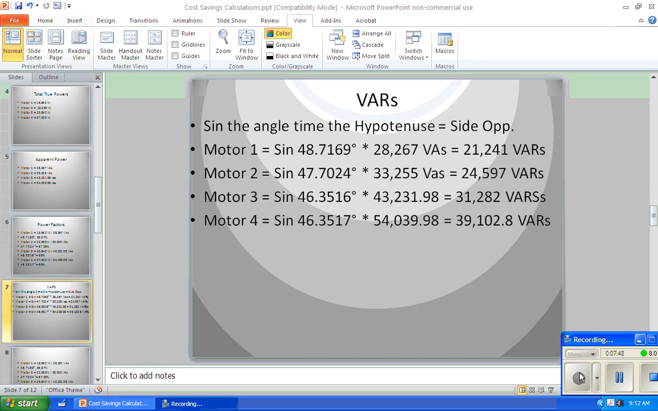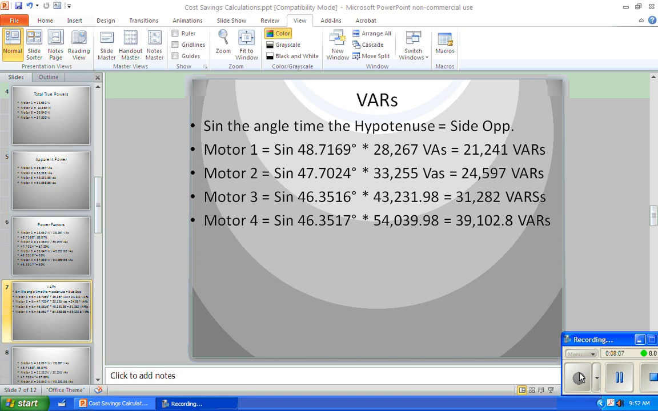And on the fourth motor, we find that the sine of the angle times 54,039.98 VAs gives us 39,102.8 VARs. Okay, now what we're going to do is add up all these VARs and all the watts.